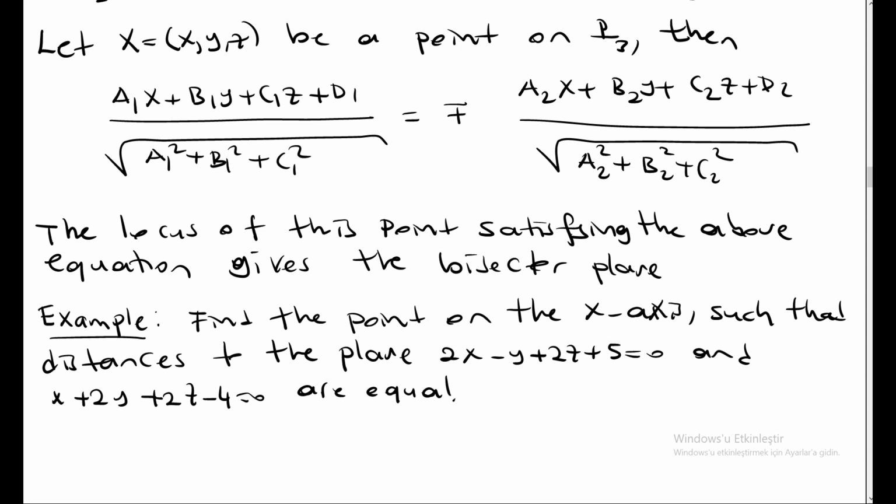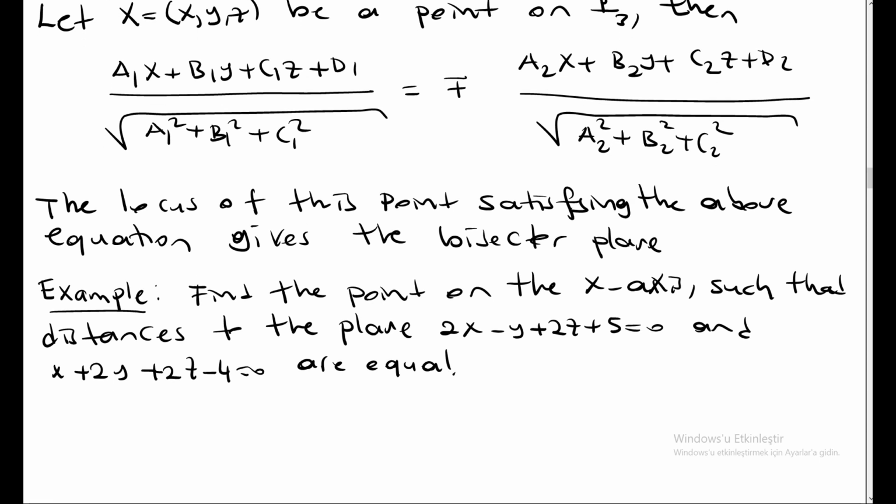So we can ask this question as this one. If the bisector plane of these two planes is passing through the x-axis, then find a point on this bisector plane. Yeah, that's the question. So we can ask in this form, okay? Because the idea is the same.